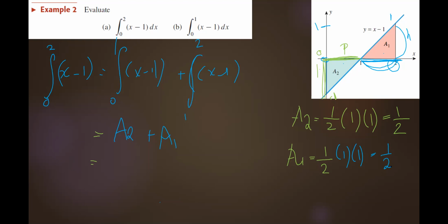Then after we find the areas, now look at A2. Is A2 on the positive y-axis or on the negative y-axis? Negative y-axis, right? So that's why when I evaluate, I have to evaluate with negative half. Now look at A1. Is A1 in positive or negative y? Positive. So I evaluate with positive half. So the answer is 0.